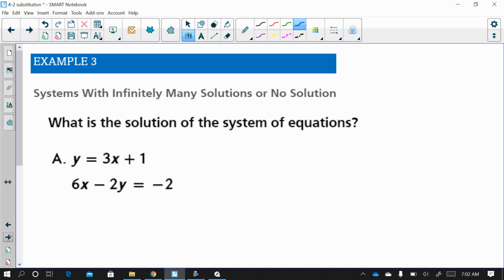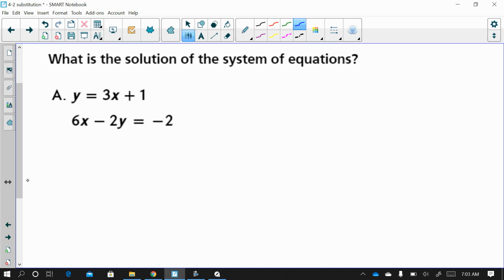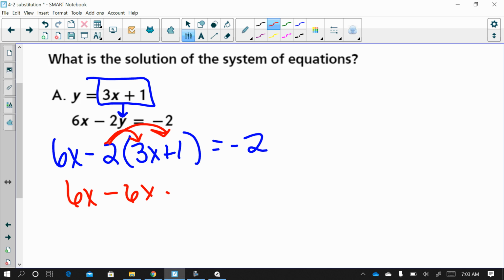Okay, next one. Let's look at our next example. Y equals 3x plus 1. 6x minus 2y equals negative 2. Okay, substitution. I know y equals stuff, so I can plug that in for y. So 6x minus 2, but instead of writing y, I'm going to write 3x plus 1 equals negative 2. Okay, need to distribute. 6x minus 6x minus 2 equals negative 2.